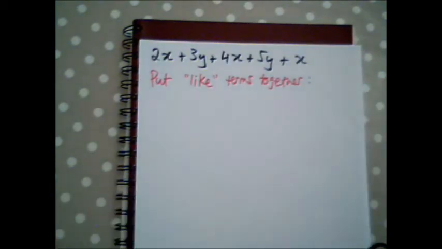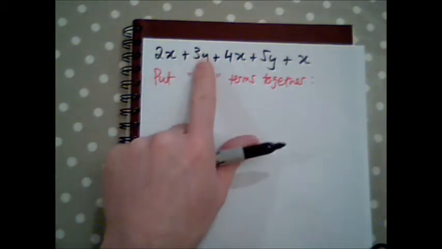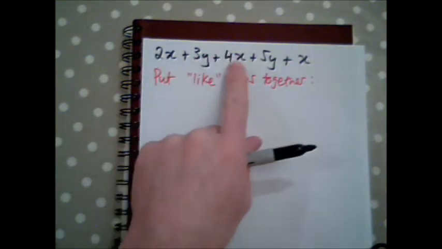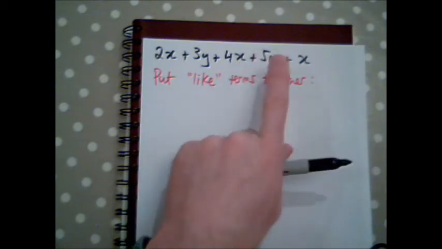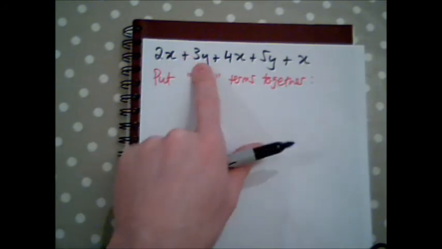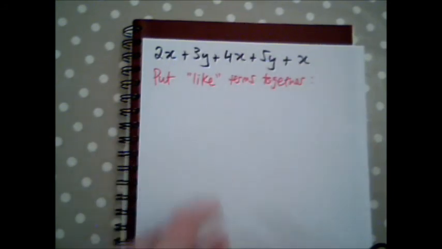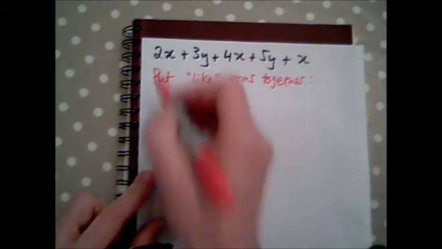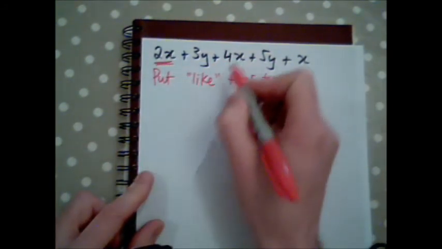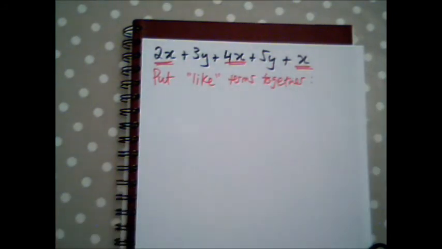Alright, so these are the different terms. That's the first term, 2x. The second term is 3y. The third term is 4x. The next term is 5y, and the last term is plus x. Technically I should have said plus 3y, plus 4x, plus 5y, plus x. So they're the different terms, and the like terms are the terms that basically have the same letter in them. So we got 2x, we got 4x, and we got x.